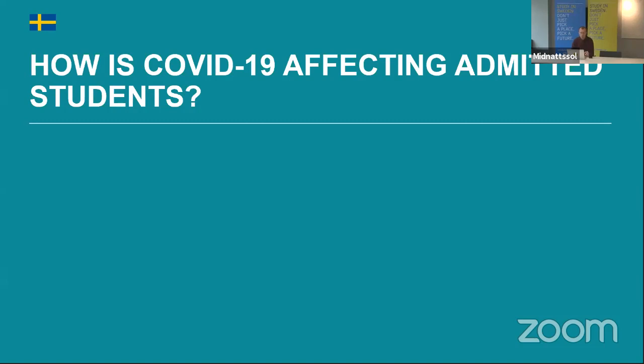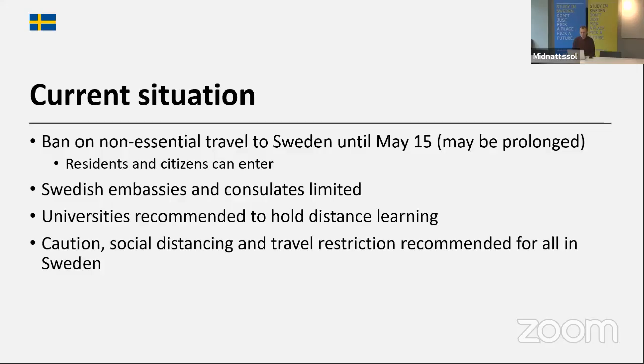Okay, so first about the COVID-19 situation and how it affects you admitted students. So the current situation in Sweden, as with most of the EU, there's a ban on non-essential travel to Sweden, which will last until May 15th. As of now, it may be prolonged, we don't know. So this means that Swedish citizens can still enter Sweden, and residents. So those are people who have residence permits and already live in Sweden. They can return to Sweden. But students, for example, who have a new residence permit, at the moment, they can't enter Sweden if they aren't already living here.